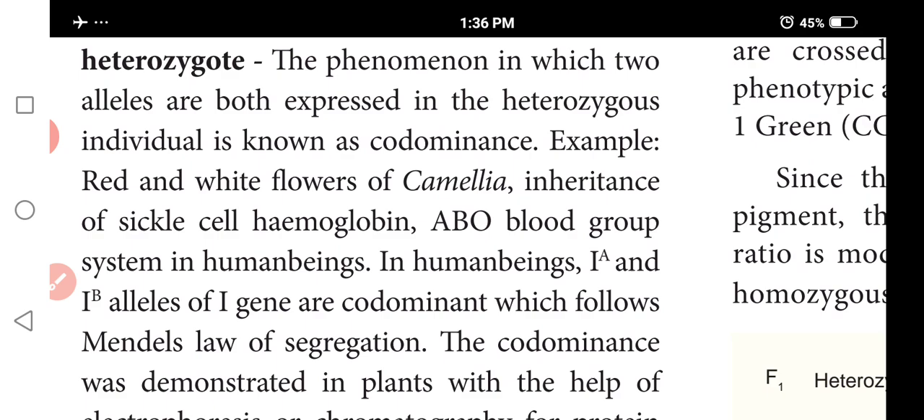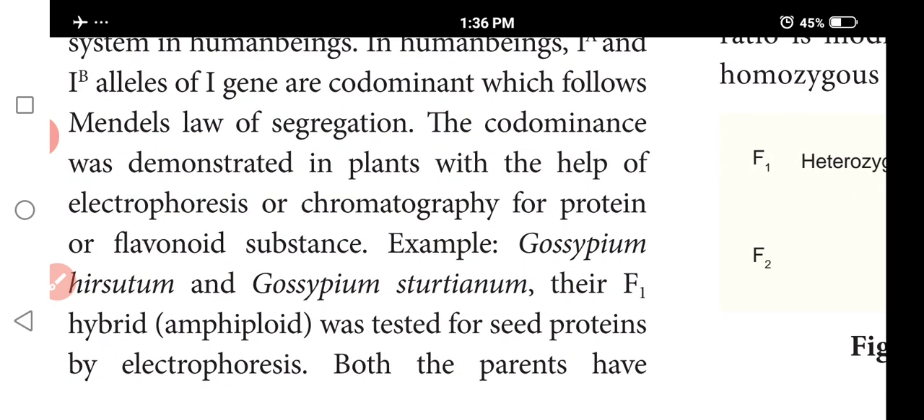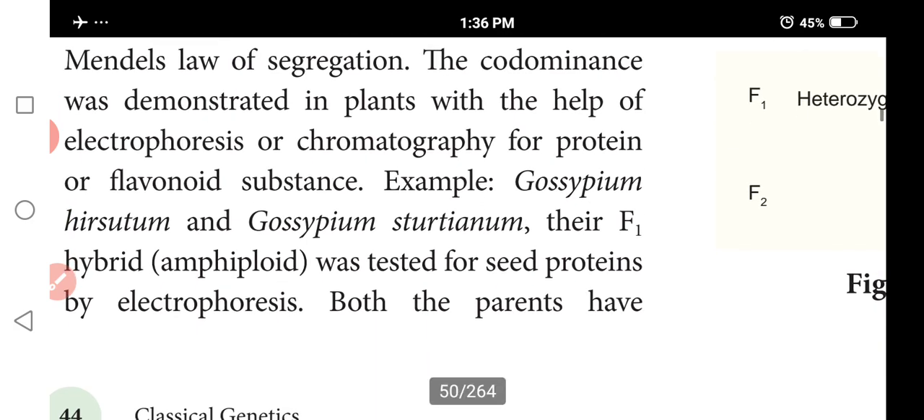The ABO blood group system in human beings: IA and IB are codominant, while i is recessive. Mendel's law of segregation applies here. So the law of codominance is demonstrated with the help of electrophoresis.